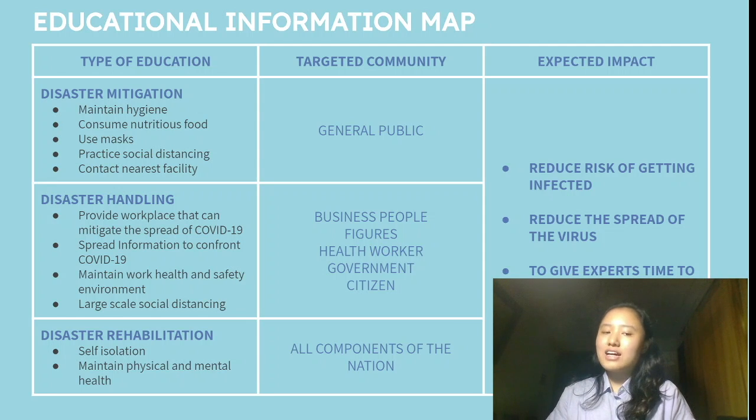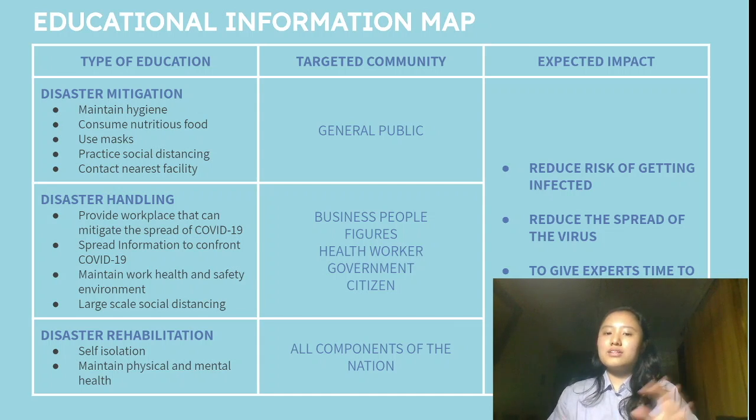And the second part is to handle the disaster. This is to provide a workplace that can mitigate the spread. This is to spread information to confront the disease, maintain work health and safety environments, and large-scale social distancing. Now, the targeted community is business people, figures, health workers, government, and citizens. And these are people who play very important parts in the spreading of the virus.